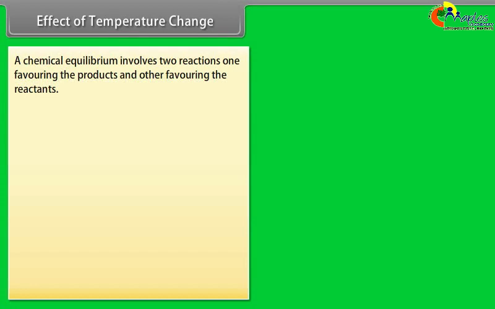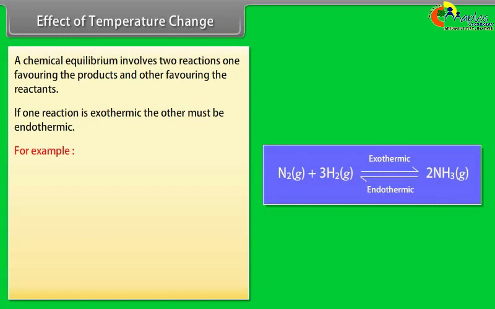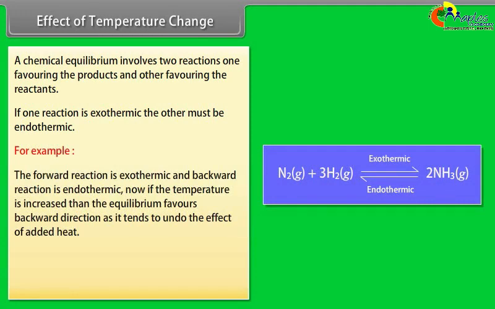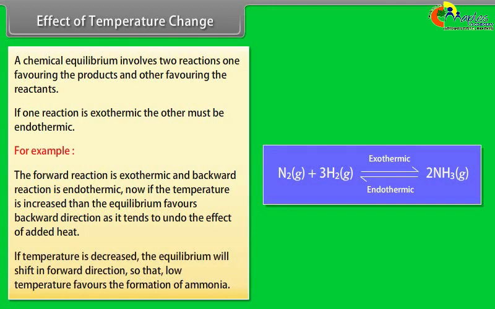Effect of temperature change. A chemical equilibrium involves two reactions, one favoring the product and the other favoring the reactant. If one reaction is exothermic, the other must be endothermic. For example, the forward reaction is exothermic and the backward reaction is endothermic. Now, if the temperature is increased, then the equilibrium favors the backward direction as it tends to undo the effect of added heat. If temperature is decreased, the equilibrium will shift in the forward direction. So, low temperature favors the formation of ammonia.